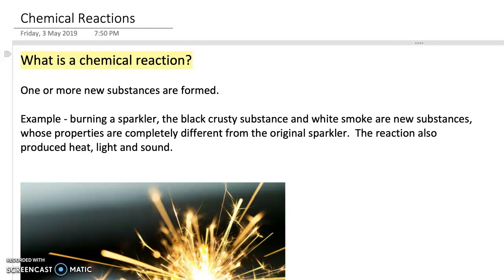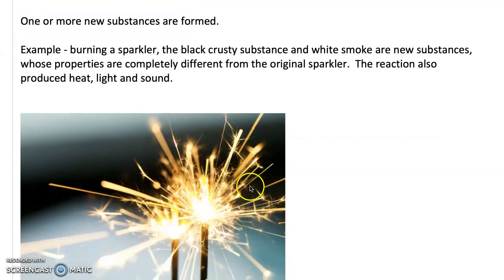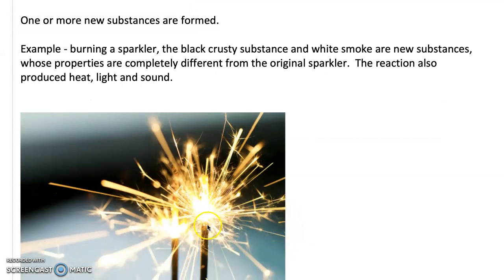Now, when we talk about a chemical reaction, it's when one or more new substances are formed. So an example, like in the picture here, is a burning sparkler, and it goes from being this light grey material on a stick to sort of black and crusty, and there's white smoke. So I actually end up with new chemicals at the end, and their properties are completely different from the original sparkler. I can't reburn my sparkler.